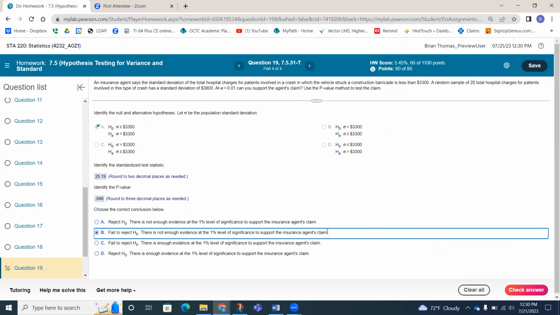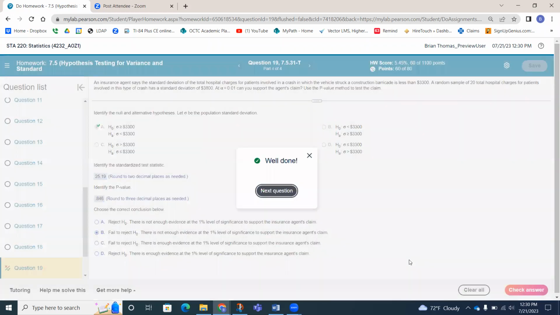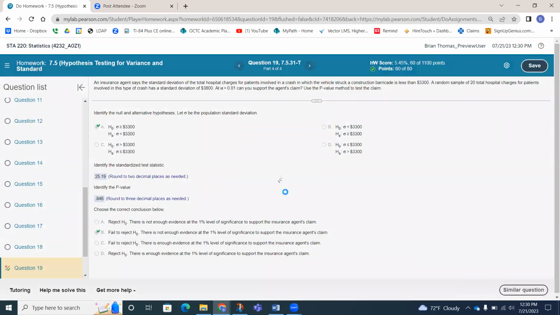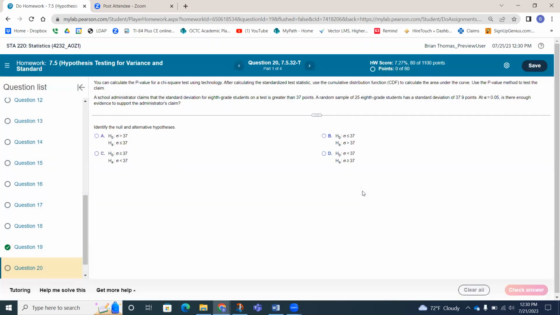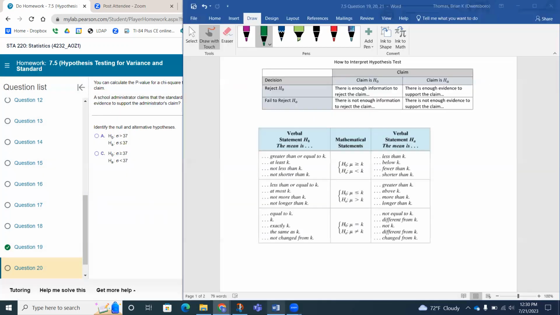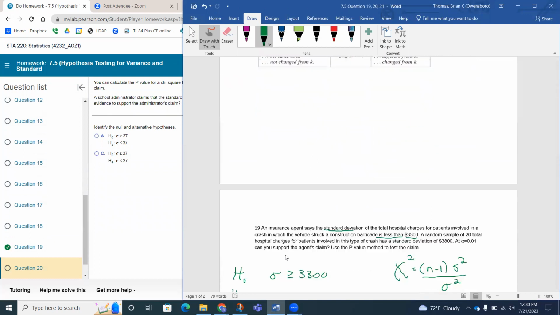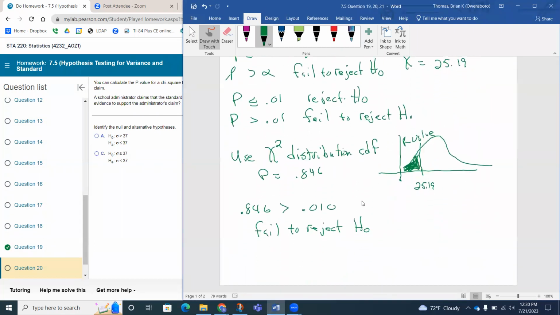Again, if we use that little table, you can pick up on that. We check our answer there, and that should check out for us. So that's how we can do this using the p-value: we can find the area of the curve using the chi-square distribution CDF on your calculator. And then we can compare that to the level of significance in the problem.